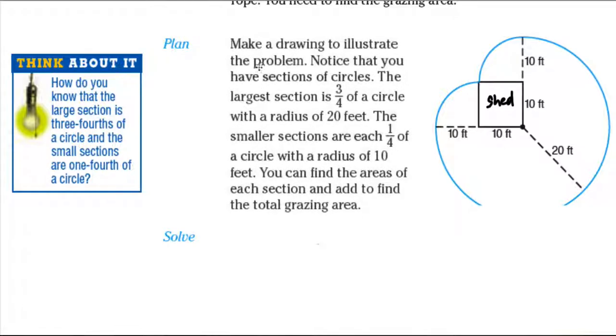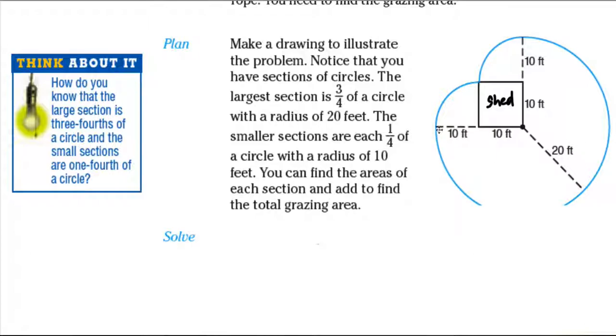So what we want to do is make a drawing to illustrate the problem. Notice that you have sections of circles. The largest section is 3/4 of a circle, this one right here, with a radius of 20 feet. The smaller sections right here are 1/4 of a circle with a radius of 10 feet. So that's your radius, 10 feet, not anymore 20 feet. So you can find the area of each section and add to find the total grazing area.